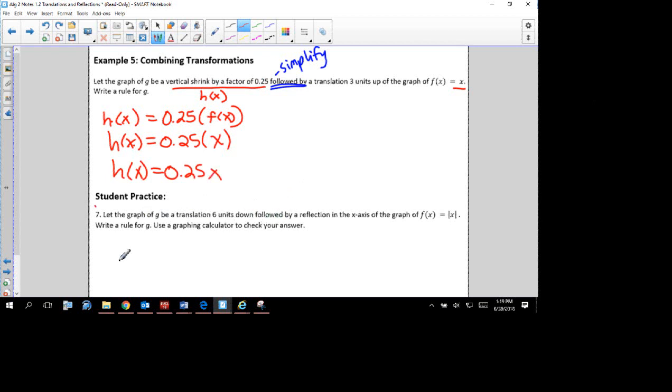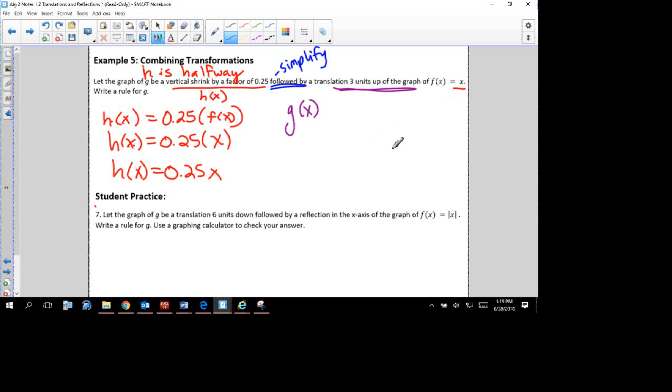Sometimes you simplify more than that. That is not my final answer. That's h of x. That's the halfway-there answer. Get it? H is halfway there. I just made that up. So now we need to do the second part. And this will be our g function. Once I complete that second part, this will be our g function.